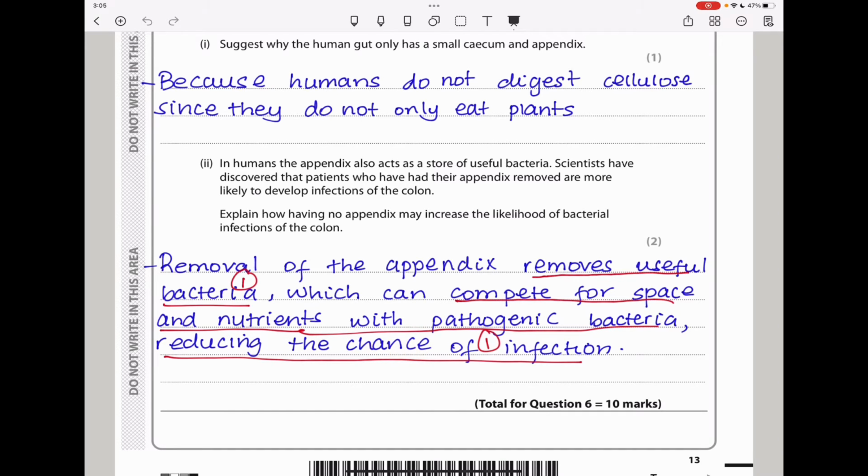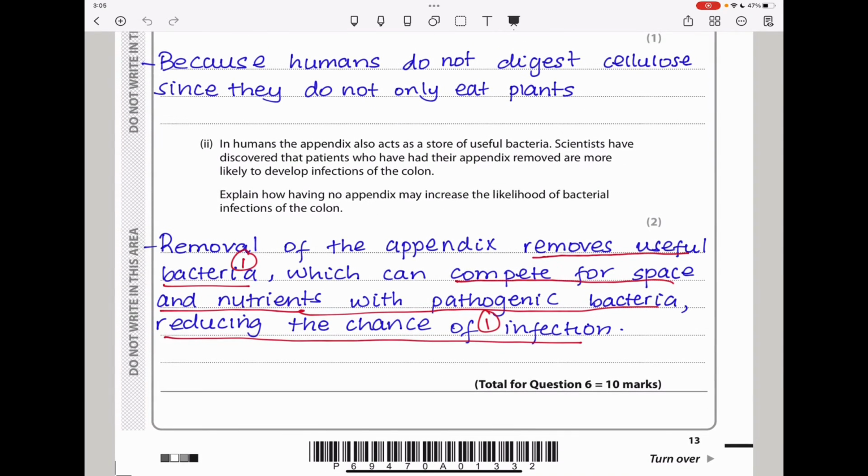So if we do not have that, it means the chance of infection is going to increase due to failure of the good bacteria to outcompete the pathogenic bacteria. So it means the pathogenic bacteria will succeed and infection will occur. So this brings us to the end of question 6. Let us continue to question 7.